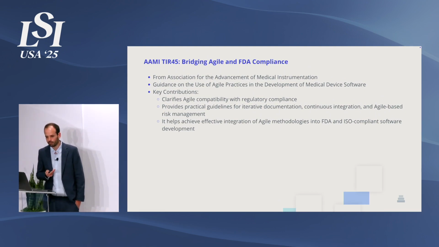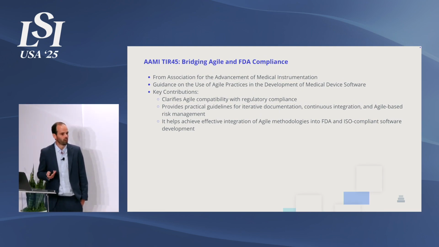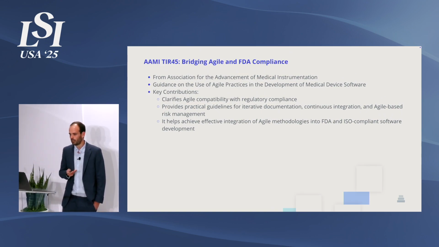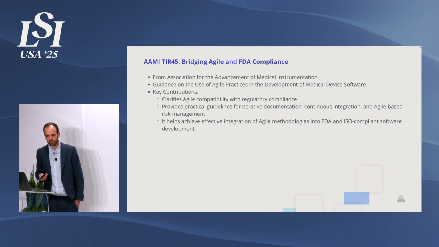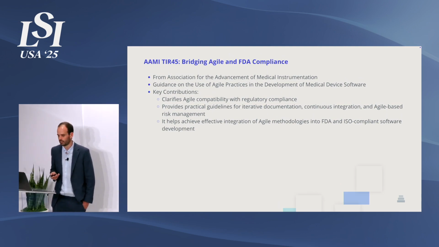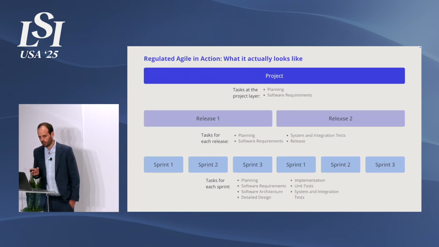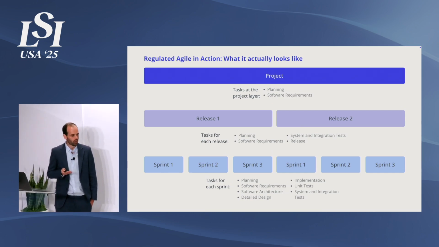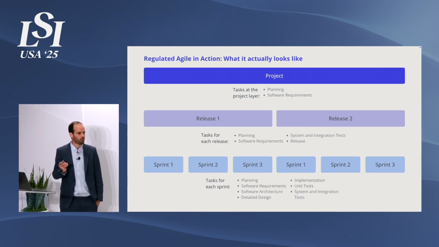Then it provides practical guidelines for actually doing it, and for continuous risk management and documentation and so forth. It also helps achieve this in a way that is compliant with the required ISO standards, ISO 62304 and ISO 14971. So it's a very important piece of documentation or guideline. What does a regulator look like in action? Well, it's going to look somewhat like this. It's going to have three different layers or levels in which you iterate.